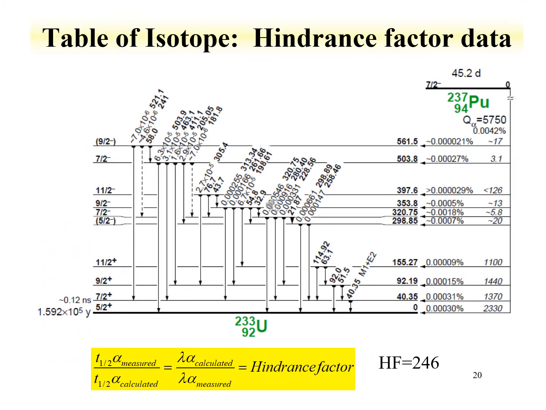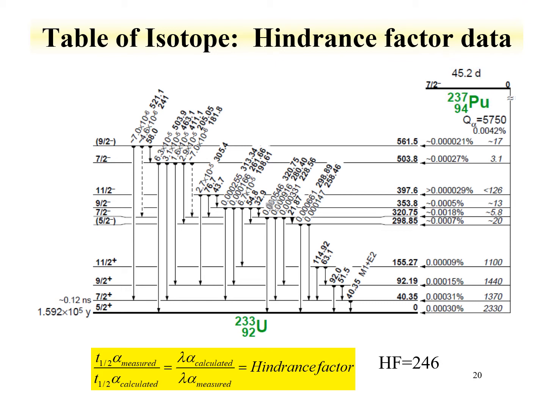We can compare some of the hindrance factor values that we calculated with those found in the literature. Again, the hindrance factor is the half-life of the alpha decay that's measured divided by what we've calculated. Again, I want to stress that it's the alpha decay half-life, not the total half-life. Here's the hindrance factor that we calculated for plutonium-237. It's shown here as 246. And here's the data for plutonium-237 from the literature.